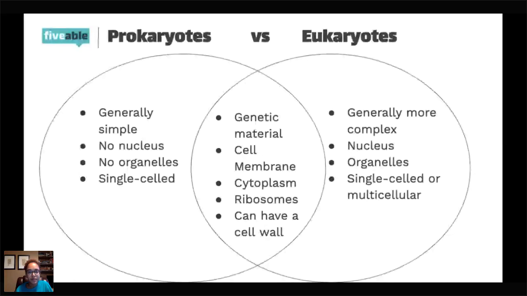Both of them can also have a cell wall, although not all eukaryotes have a cell wall. We animals don't have cell walls. That's only in plants. Eukaryotes covers plants and animals, so it can have a cell wall.